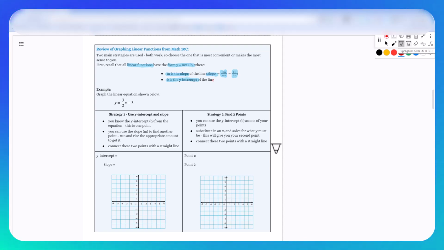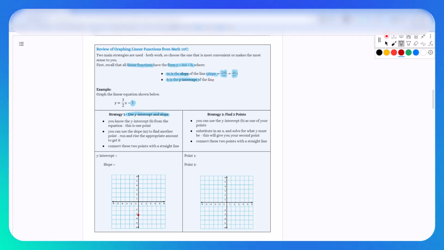We are going to try to graph this using 2 strategies. The first one is to use the y-intercept and the slope. So you know the y-intercept from the b value, which is -3. So we're going to locate that on the y-axis. That's -3, my bad. So we come down to -3, and we draw our dot right here.